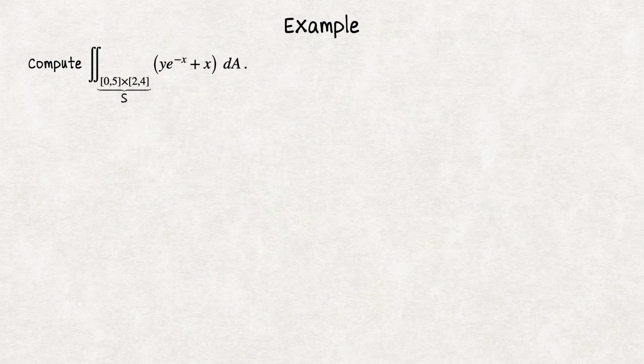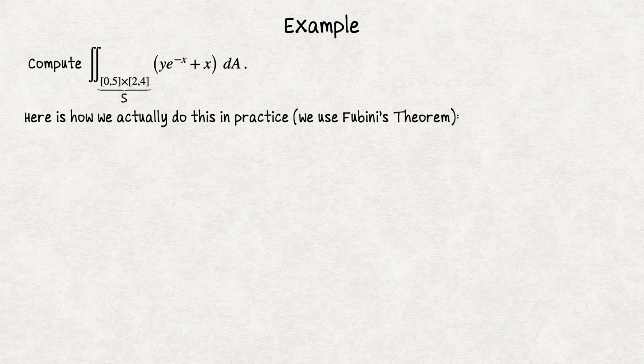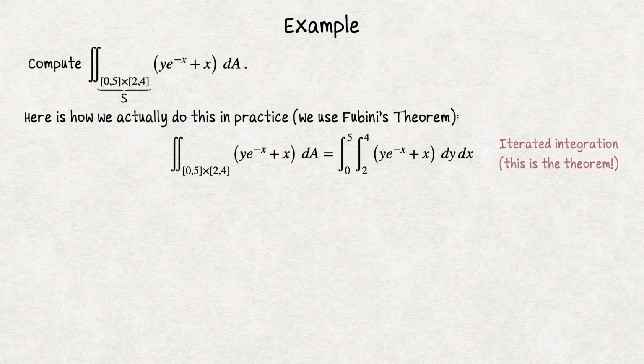So imagine here I have the function f of x and y equals y times e to the negative x plus x. And we want to integrate this over the rectangular domain where x is between 0 and 5 and y is between 2 and 4. Now, if I stopped you on the street and said, hey, could you do this double integral for me? This is what I would expect you to do. You could perhaps set this up as integrating first with respect to y and then with respect to x. So here I've written it that way.